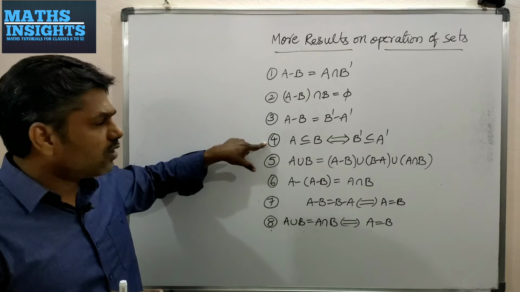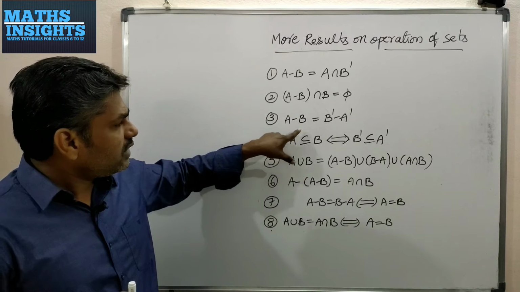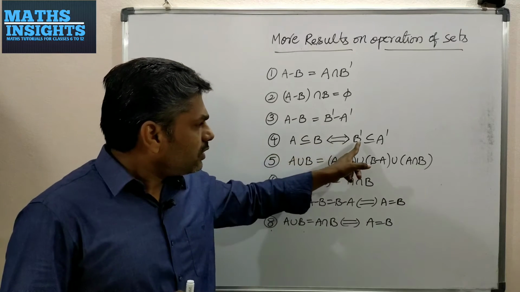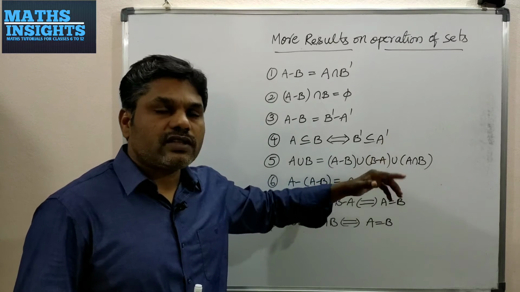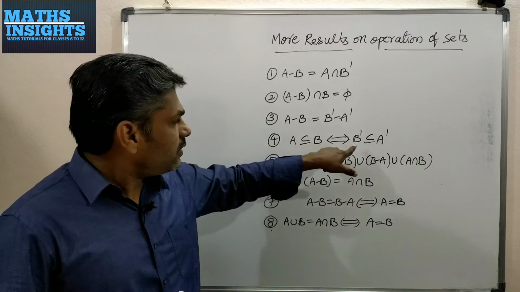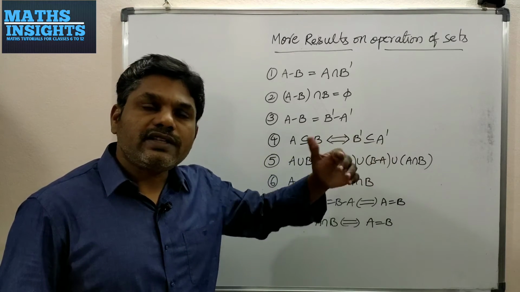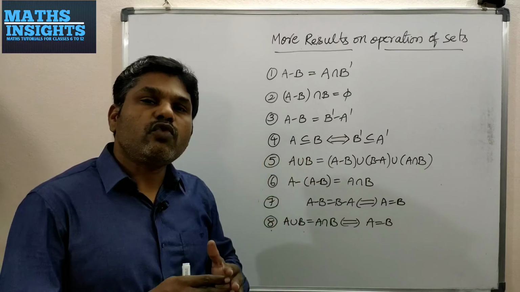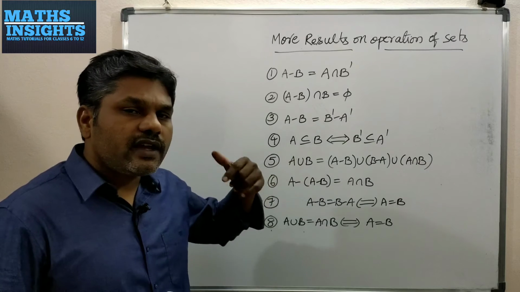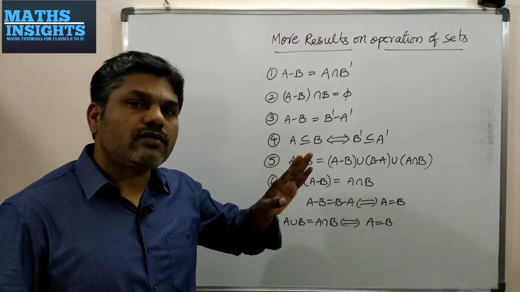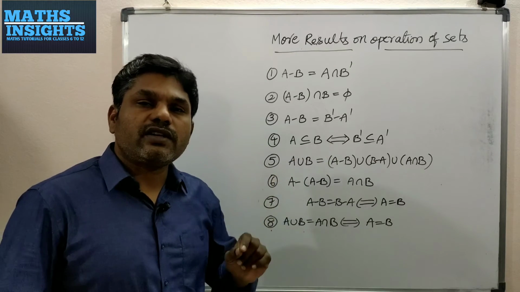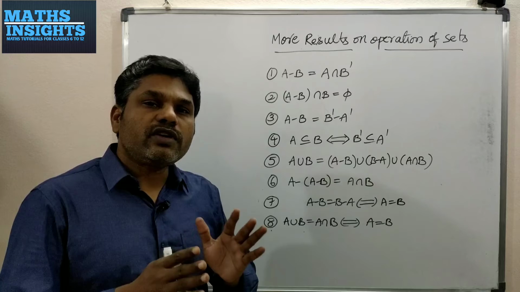And if you come to the fourth result, if A is a subset of or equal to B, then B' is a subset of or equal to A'. B' and A' are the complement sets of B and A. A' is the set you get when you remove A from the universal set, and B' is the set obtained when you remove the elements of B from the universal set.